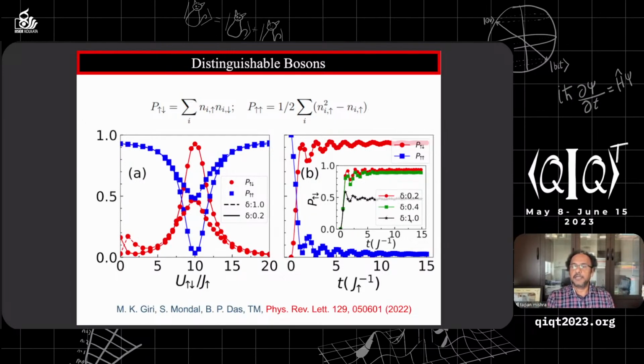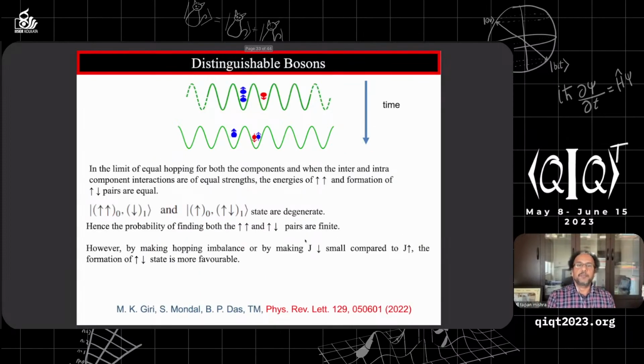So you can see that when delta equals 1, that is equal hopping for both, P up down is finite, but it is small compared to the other cases when the imbalance is very large, that means delta is 0.2. So you can see that it increases and saturates as the imbalance increases. So what happens here is the following. You have two up particles on one side, one down particle at the other side, and as time goes on, this up pair breaks and you get this up down pair. And this particle remains as an independent particle and it performs an independent particle quantum walk.